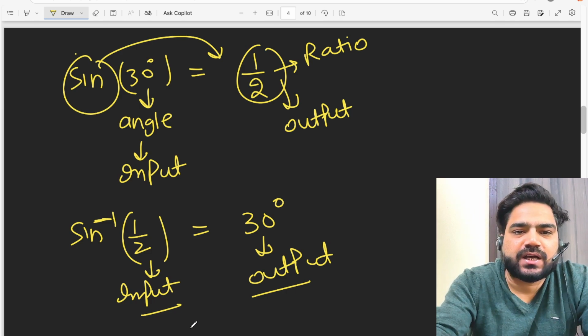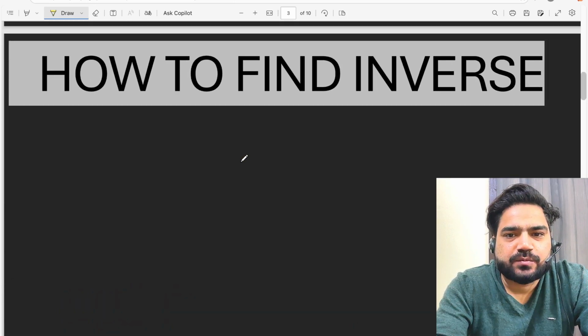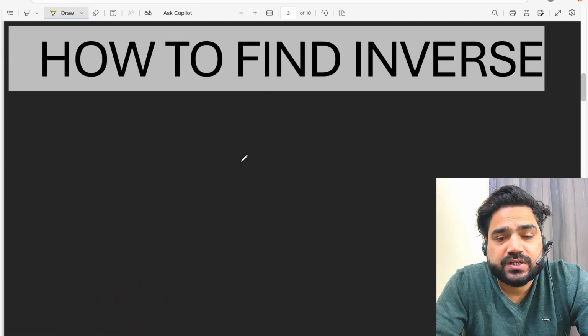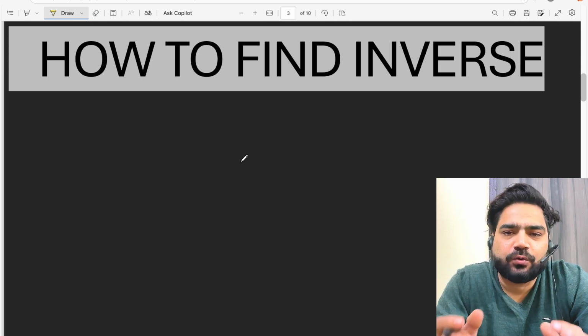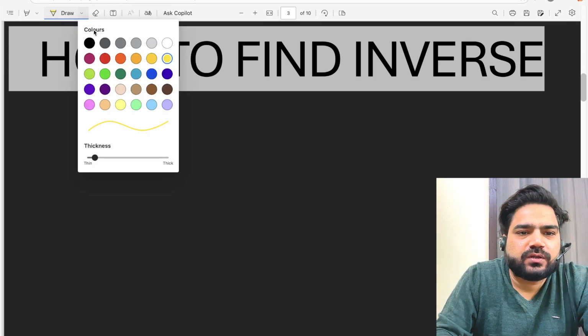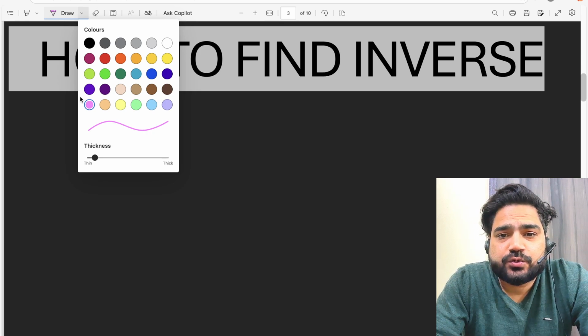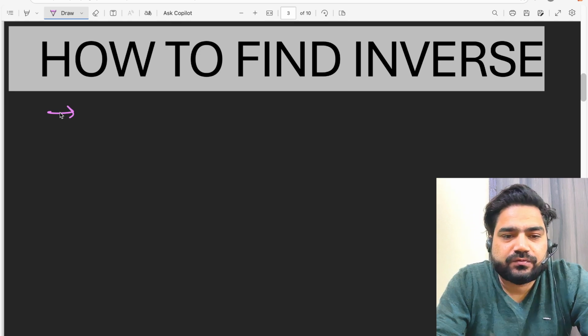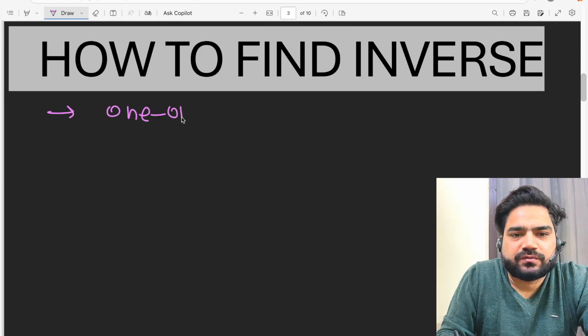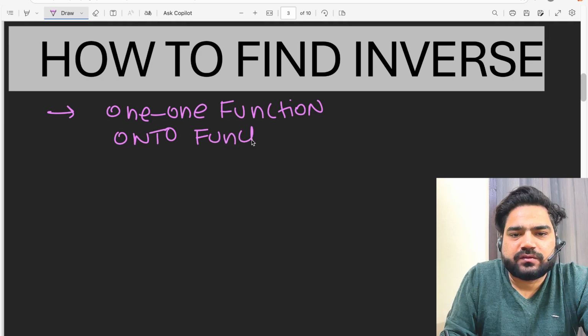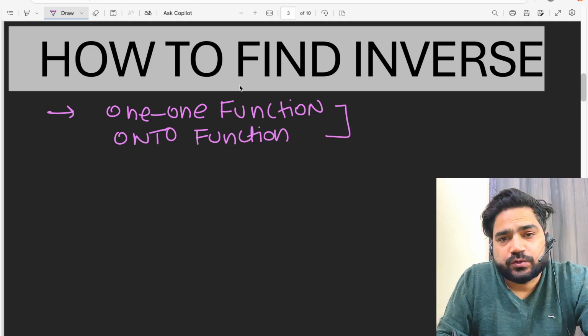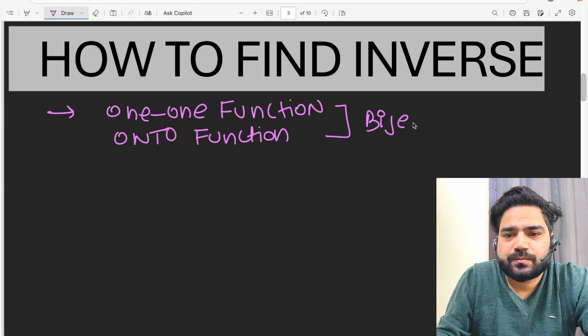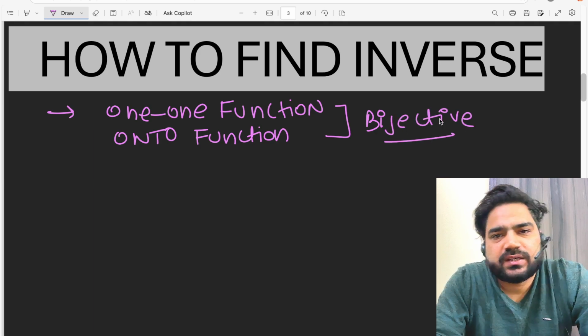Now we will look at how to find the inverse of any function. Suppose you have a function, whether it is a polynomial function or logarithmic function or trigonometric function, we can always find its inverse. How? First of all, what is the basic condition for a function to have its inverse? You cannot find the inverse of just any function. To find the inverse, first of all, the function must be one-one and onto. The function must be one-one and it must be onto. Only then can we find the inverse of a function. And if a function is both one-one and onto, we say this function is bijective. So if a function is bijective, only then can we find its inverse.